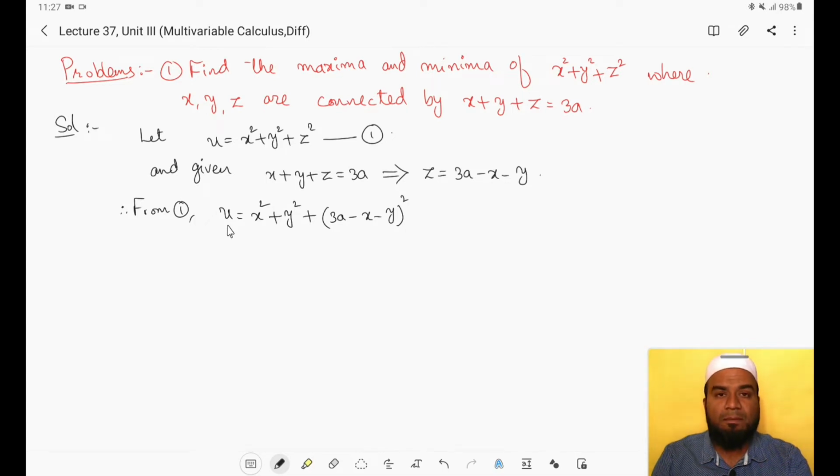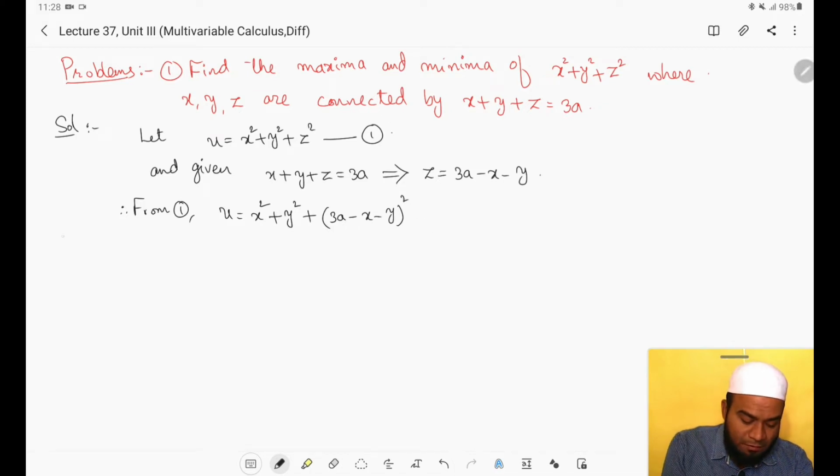That is, we have to find p, q, r, s, t. Then we have to equate p and q to 0 and find the stationary points. Then at each stationary point, we have to evaluate the values of r, s, t. Then find rt minus s square, and so on. That procedure we will follow now. So we have u equals x square plus y square plus (3a minus x minus y) whole square.